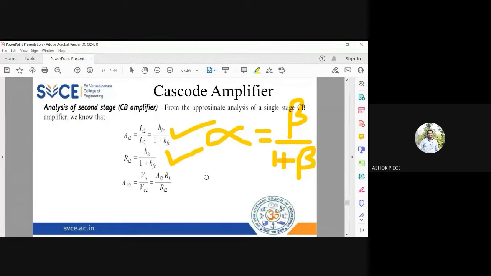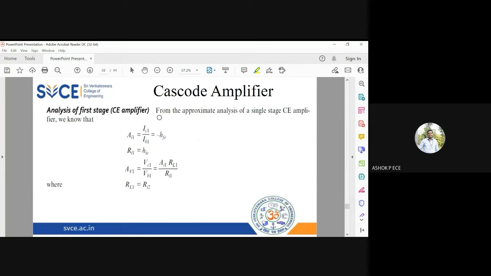And the voltage gain for the second stage is given by this formula. These formulas we have studied in the cascading basics. AV2 equal to AI2 into RL by Ri2. If you take the second stage, all parameters will have a suffix of 2. When you take the first stage, all parameters will have a suffix of 1. So AV2 equal to AI2 into RL by Ri2.